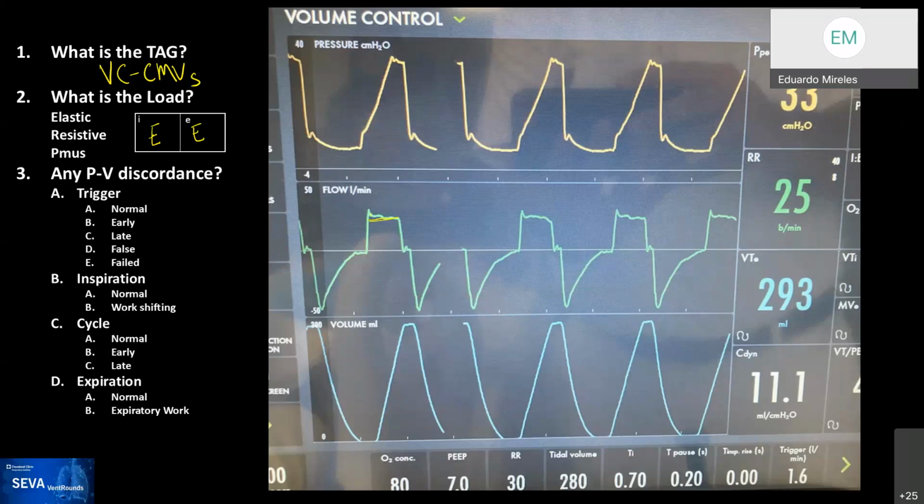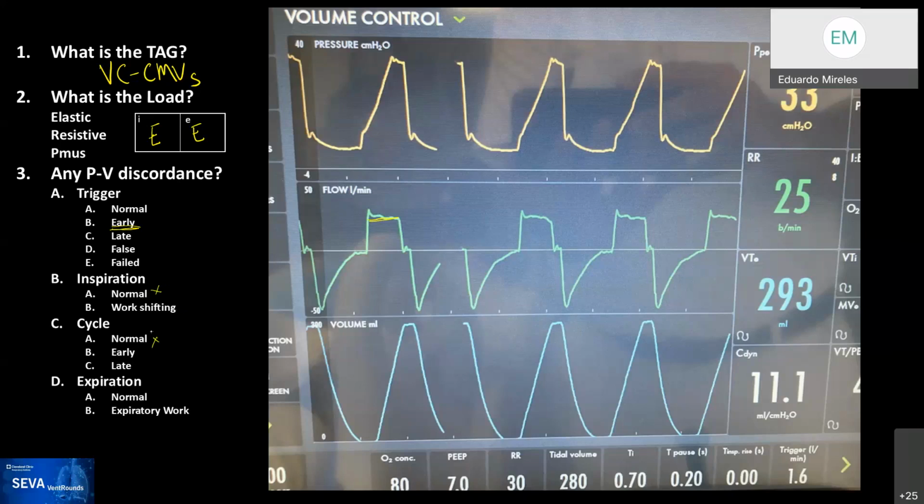So why is there all this nonsense on top of this flow waveform? Do you see any trigger? If anything, you could say, well, Eduardo, I'm not sure if there's PMOS, but if anything, it could be an early trigger, right? But after that, I don't see any clear PMOS anywhere, so I don't see any clear work shifting. The cycle seems to actually be perfect.